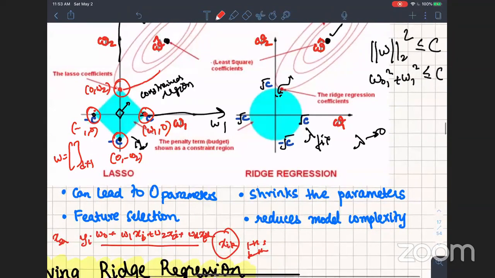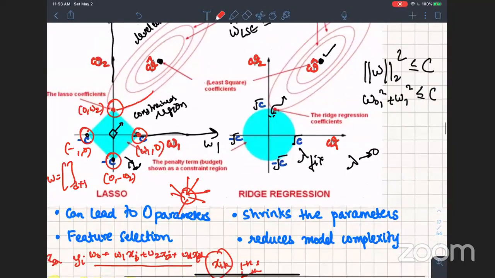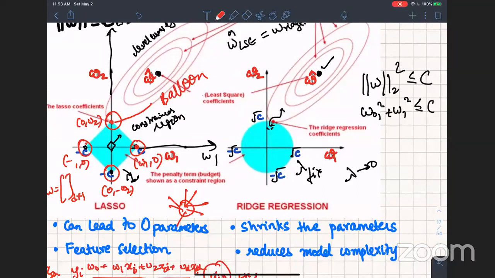So you can think of it as if you have a bed and you have all these sharp knives pointing out from it, right? And now if you take this as a balloon, then even before reaching the inside of that region, these knives which are sticking out at all the corners are going to touch the balloon first. So wherever they touch, that is the solution which satisfies both MSE and still is within that constraint region, right?